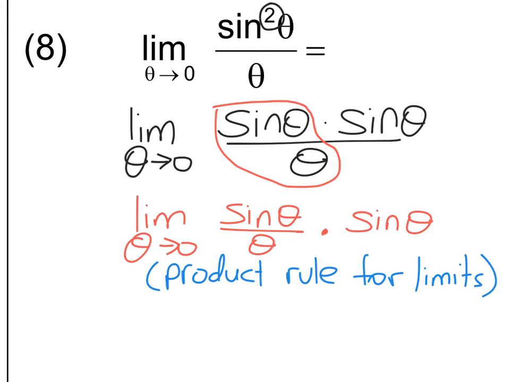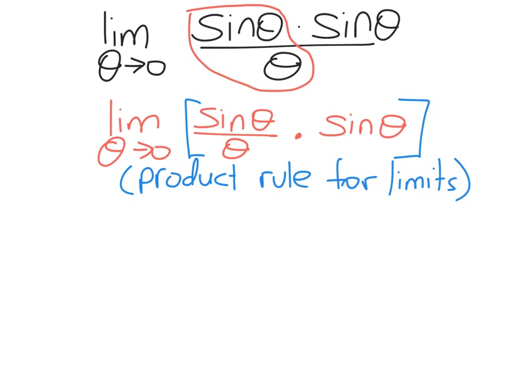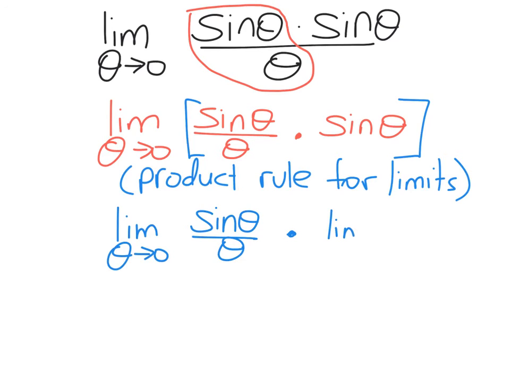There's a product rule for logs, or when we get to derivatives, there's product rules for everything. This one's specifically for limits. It tells us that if we have a product contained within a limit, this doesn't seem like it could possibly be correct algebraically, but it is. It equates to the limit as theta approaches 0 of the sine of theta over theta times the limit as theta approaches 0 of the sine of theta.